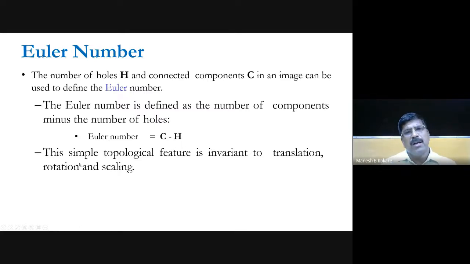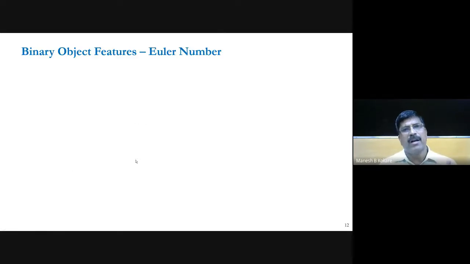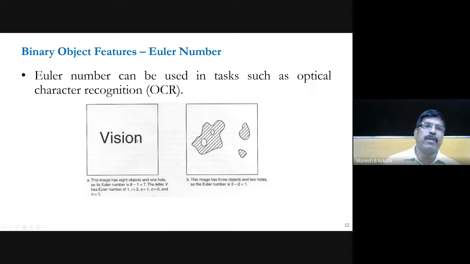So this is a simple topological feature which is invariant to translation, rotation, and scaling. But it may happen that sometimes the Euler number of two different shapes may be the same, so that may be a problem with this one. But the advantage is that the Euler number is invariant to translation, rotation, and scaling. Now we'll see how to calculate the Euler number. Here, for example, this is the image of VISION. For this V, how many connected components are there? This is one entire connected component. Is there any hole? No.